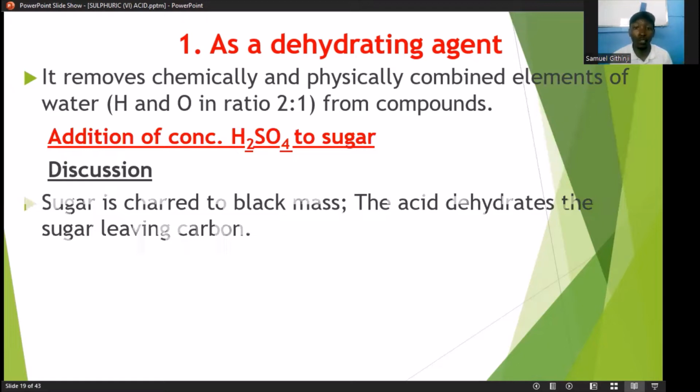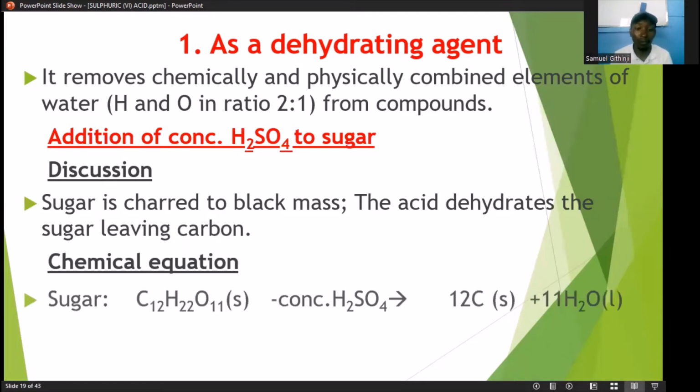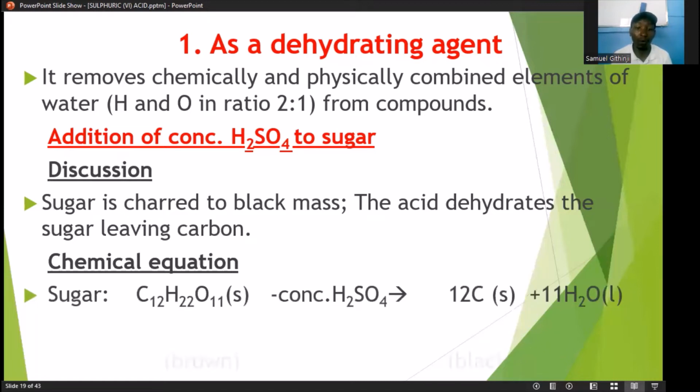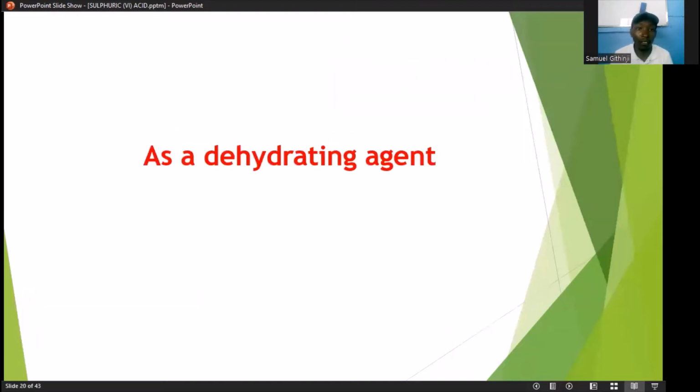The acid, concentrated sulfuric acid, because it's a good dehydrating agent, it removes the hydrogen and oxygen elements from the sugar, and of course carbon will be formed. That's why it is appearing black. Carbon is black in color. Good, you can see the equation. Be it the white or the brown sugar, it will be converted into a black mass there.